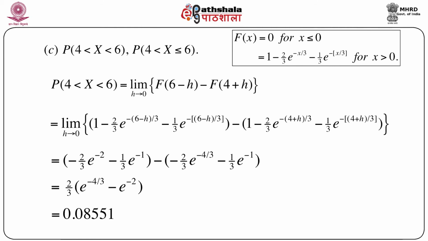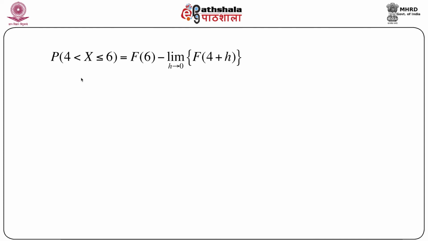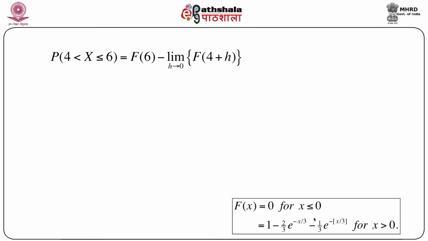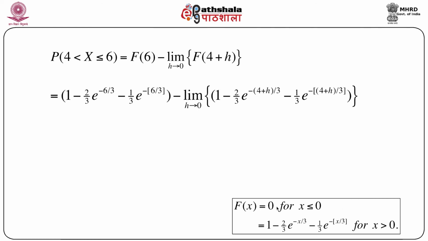Now remember this value 0.08551. I will come back to this value later. Now let's calculate probability 4 less than x less than or equal to 6, which is again F of 6, because there is an equality sign. So F of 6 minus limit as h goes to 0 of F of 4 plus h. Again, if we remember the distribution function form, just put 6 instead of x and 4 plus h instead of x. Just by simplification.